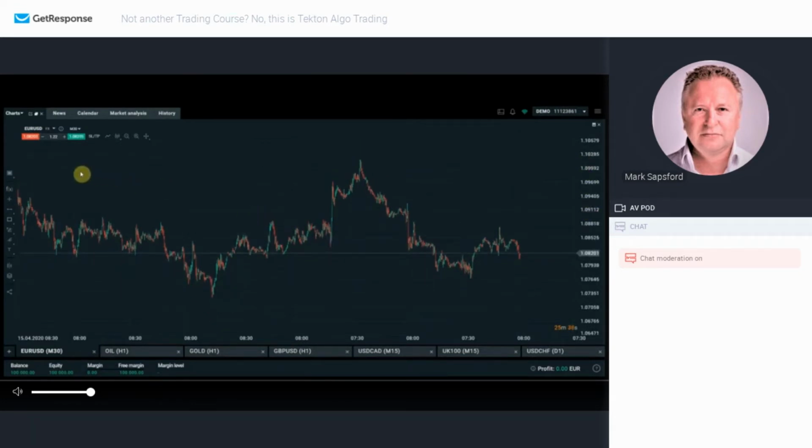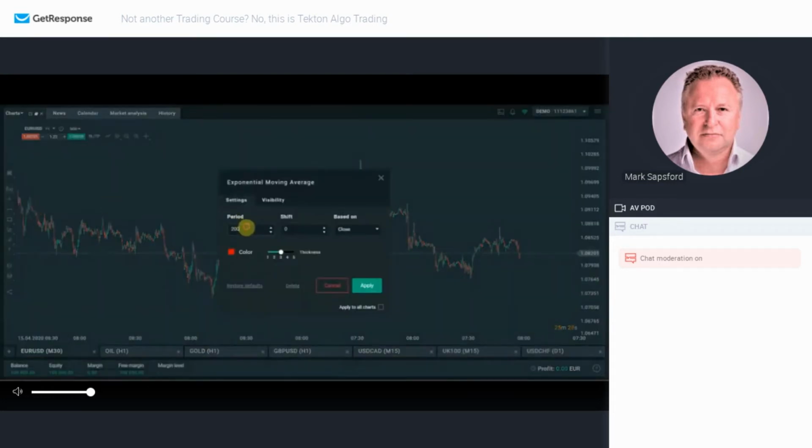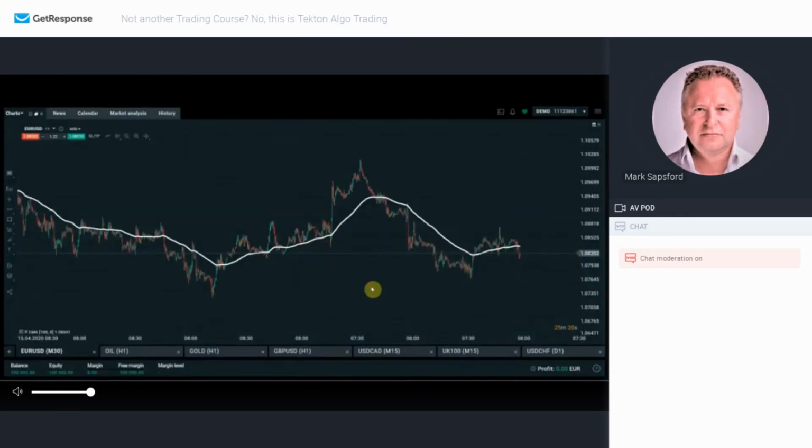So the first thing I'm going to do is plot a moving average. I'm going to plot the moving average here, and I'm going to simply type in EMA. I use an EMA more than anything, and I'm going to put on a 100 EMA. Color it white. And that's it, I'm done. So the 100 moving average is measuring the average of the last 100 candles.